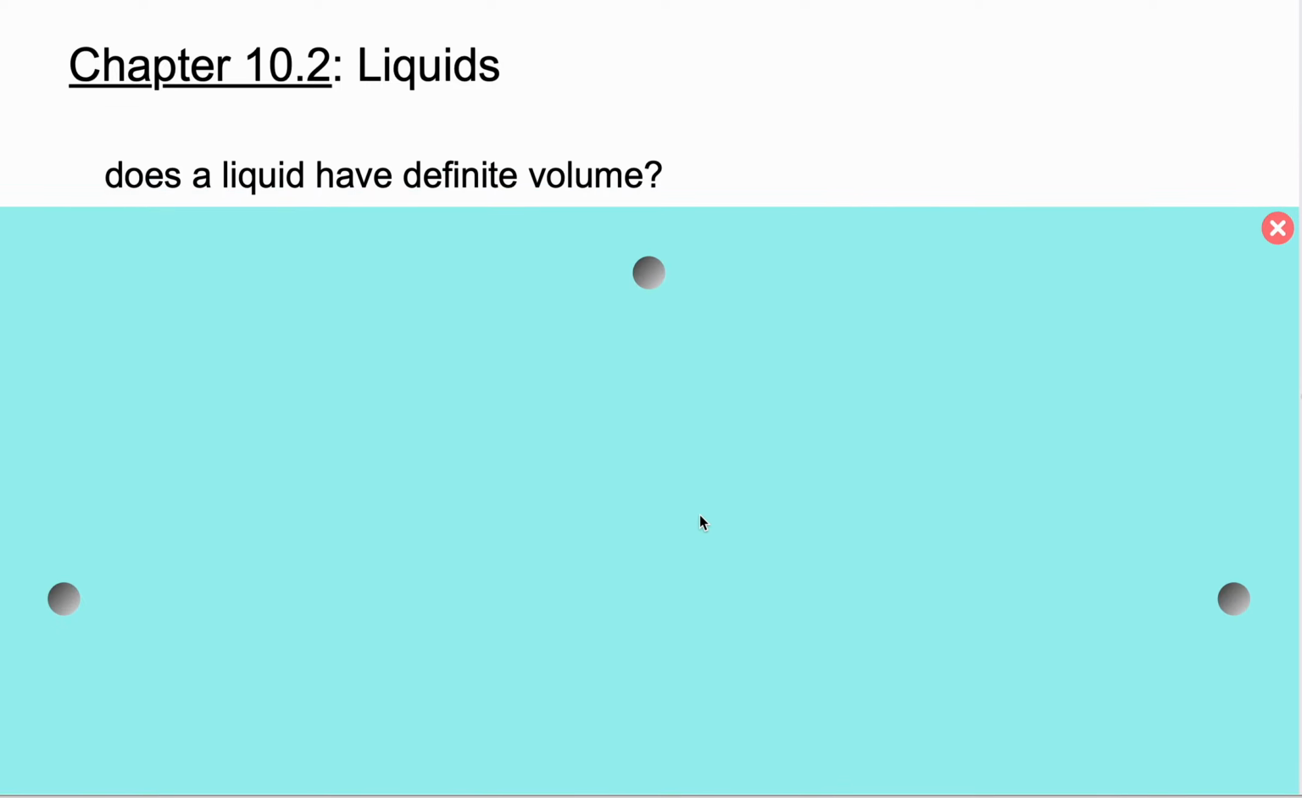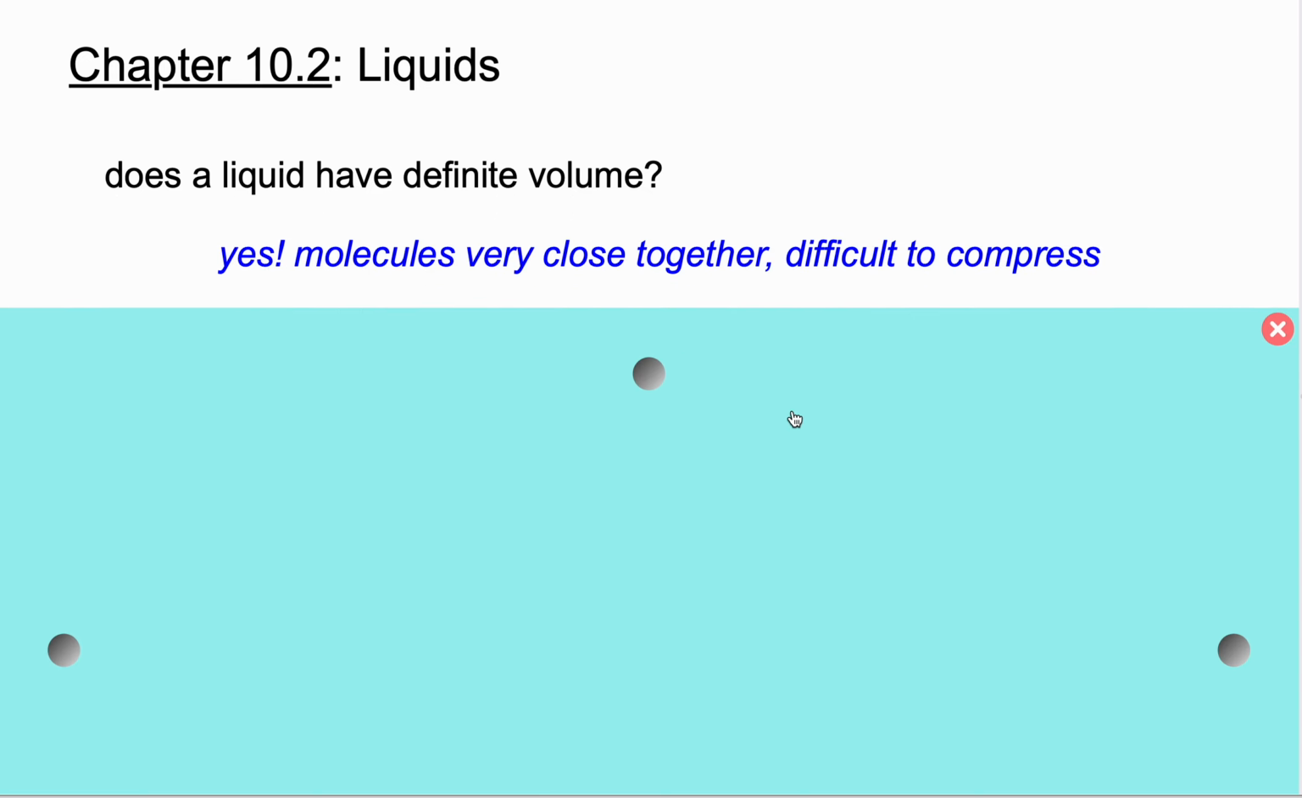Question number 1, does a liquid have a definite volume? Well, the answer is yes. Liquids have a definite volume because the molecules in a liquid are very close together and therefore it's difficult to compress. There's not a whole lot of empty space between the particles.